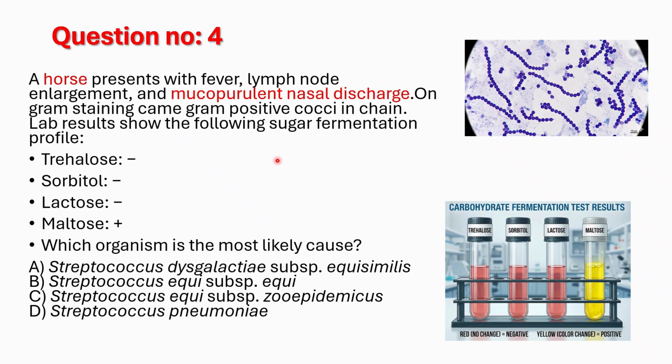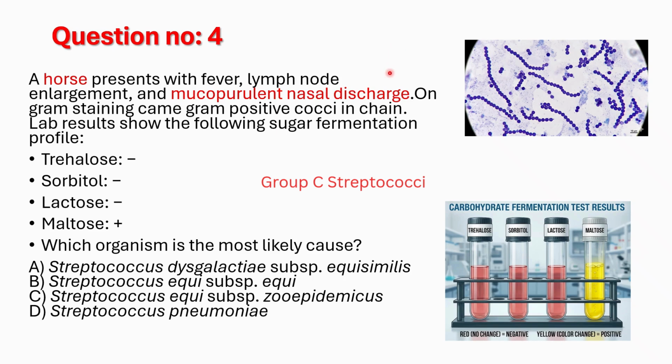The gram staining reveals gram-positive cocci in chains that suggest streptococci. The lab test focused on sugar fermentation patterns, which are critical for differentiating group C streptococci, streptococci mainly affecting horses. The results are as follows. Trehalose negative, sorbitol negative, lactose negative, only maltose is positive.